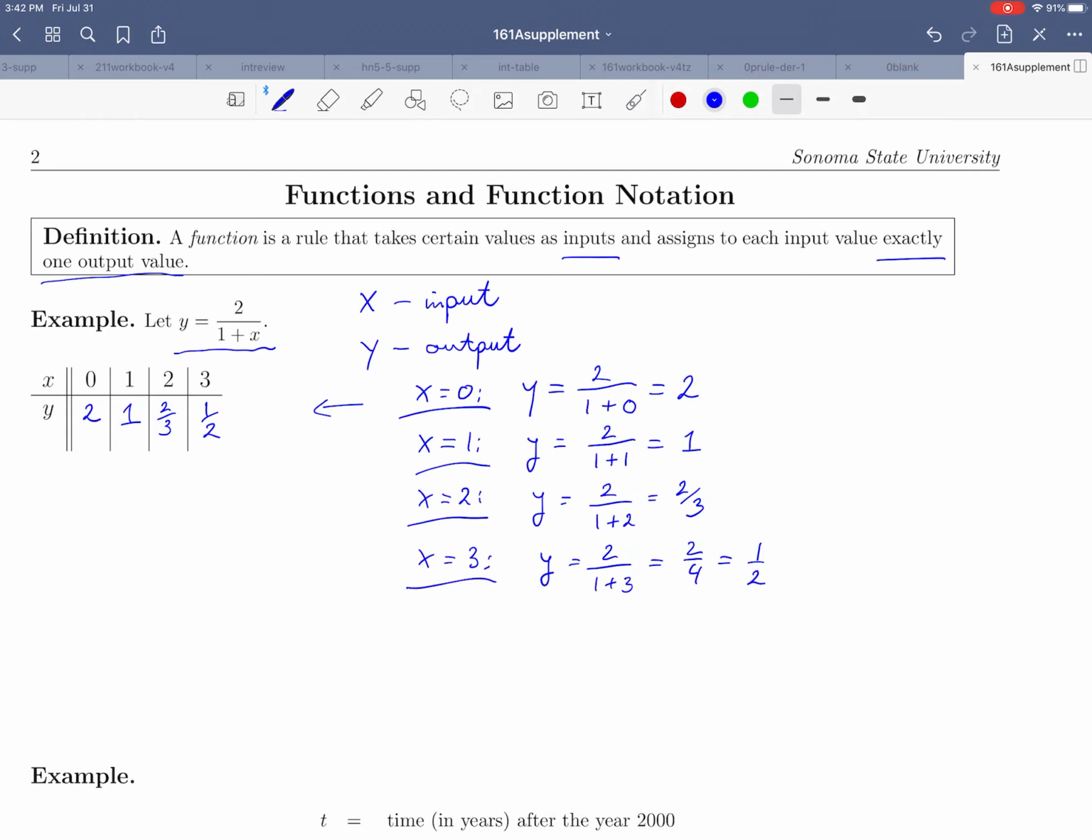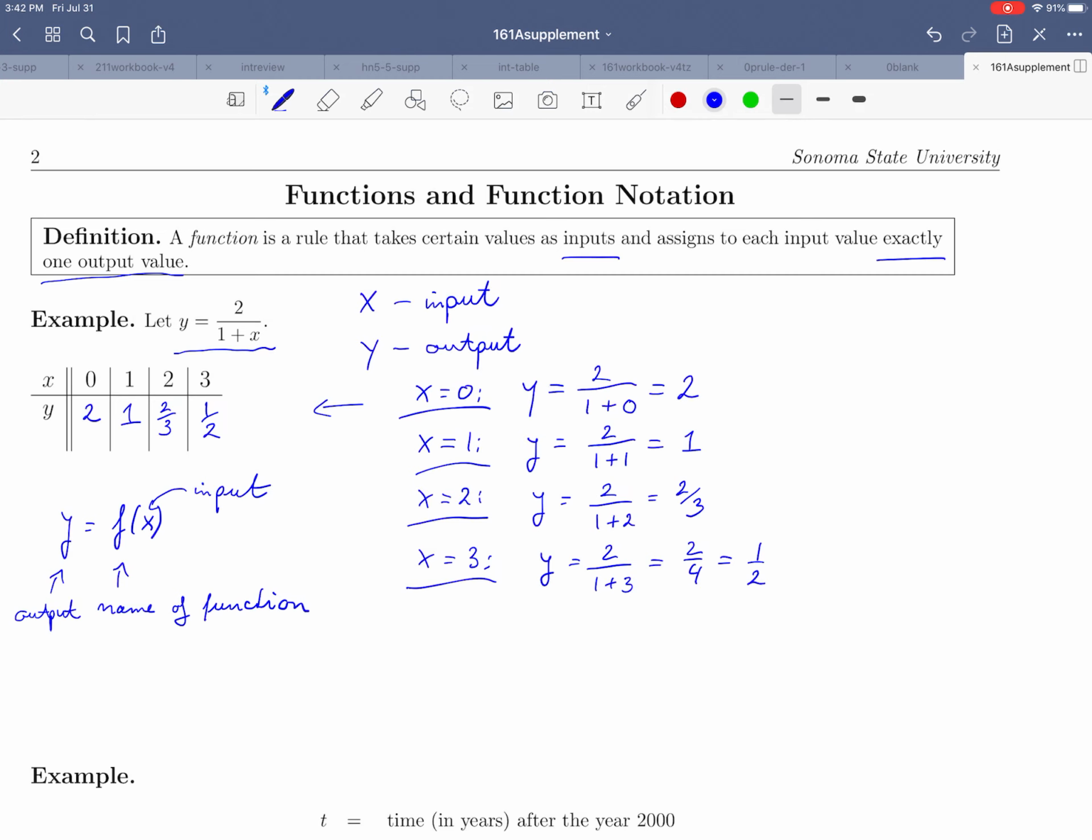Another way that you see functions often is with function notation, something like y is equal to f of x, and we'll talk about that in a little more depth later. Here f is the name of our function, and x is our input and y is our output.